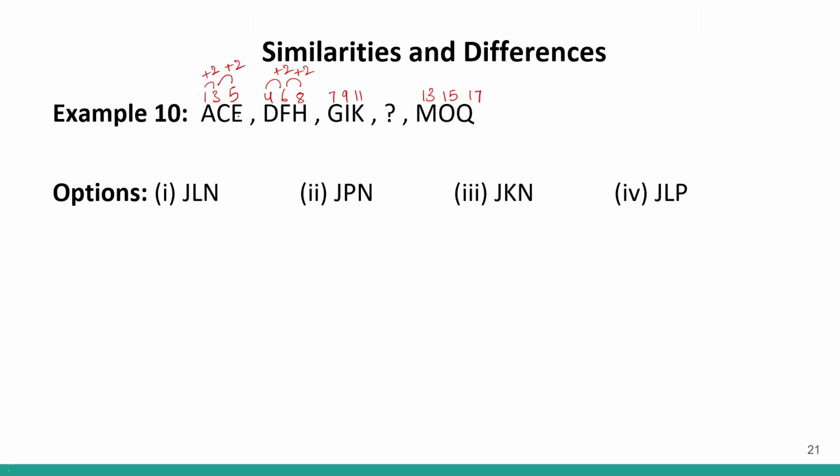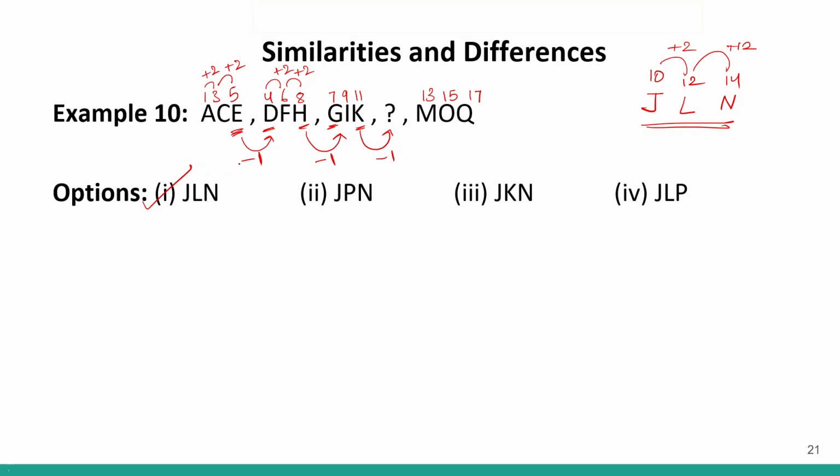Now, from here, if you see, this is 5th rank and this is 4th rank. Here we go -1. This is 8th rank and this is 7th rank. Here we go -1. So from the last letter, we are going -1 to get the first letter of the next term. So if this is 11, we'll go -1. So -1 will give us the 10th position. Then we'll jump 2 and 2. So we'll get the 12th position and 14th position, right? So at the 10th position, we have J, then we have L, and then we have N. So our answer will be JLN, which is option number 1.